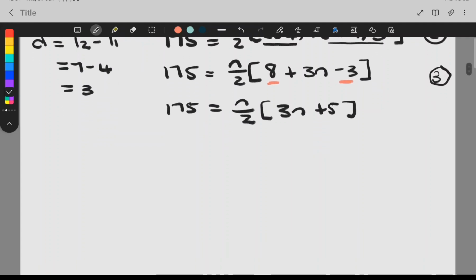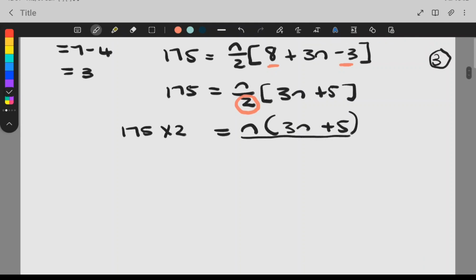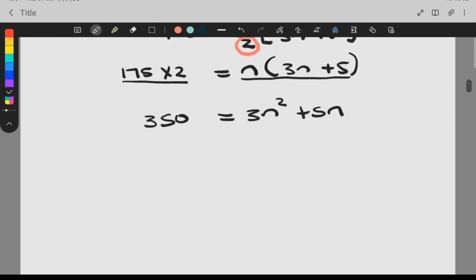Okay. Next, I want you to remove this 2. To remove the 2, I'm going to take the 2 to the left-hand side. Here we are dividing, so I'm then going to multiply on the left-hand side. I'm simply left with n times 3n plus 5. Now I want you to remove this bracket and simplify this. So this will give me 350. This gives me 3n squared plus 5n. Now I want you to write this in standard form because we are solving for n. So 0 is equal to 3n squared plus 5n minus 350.